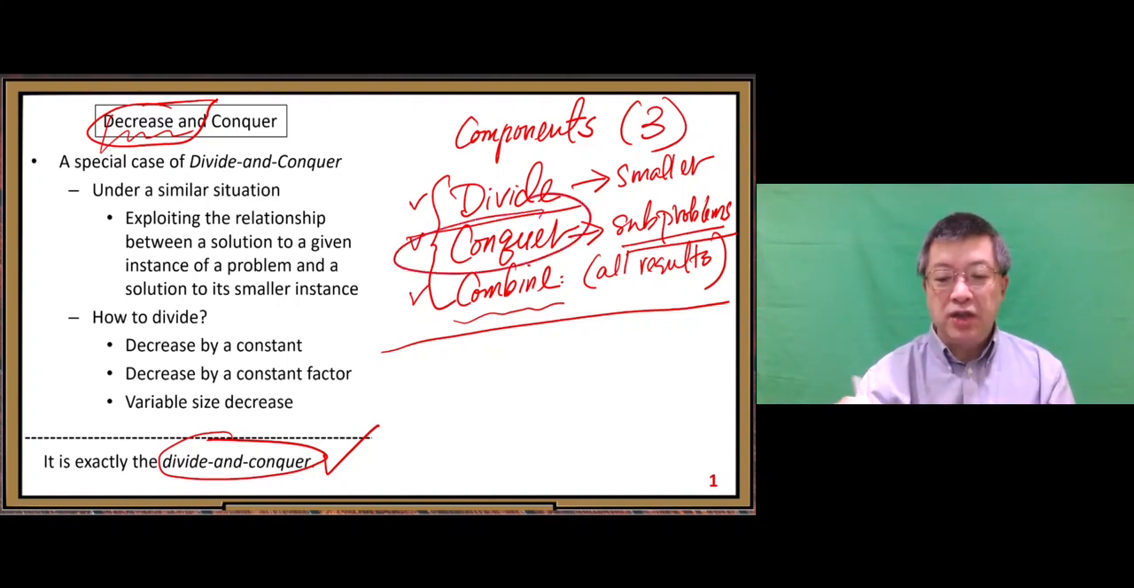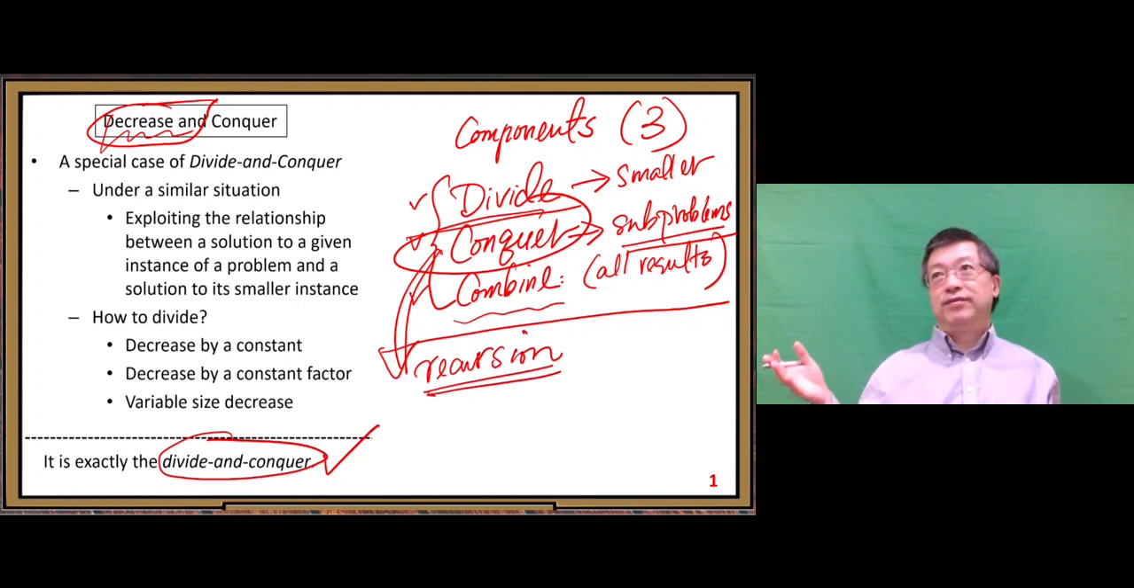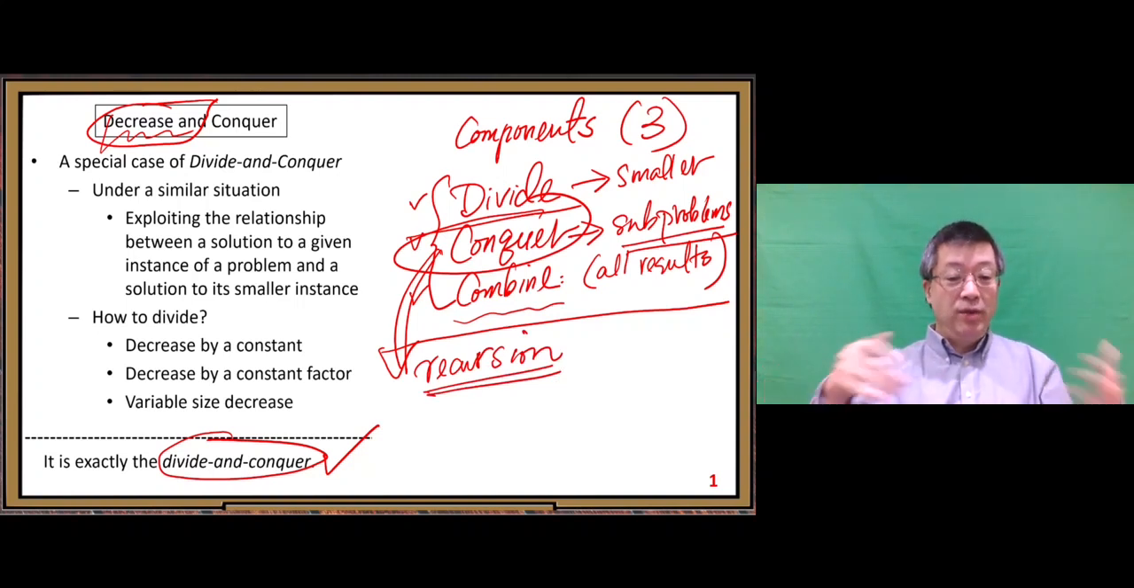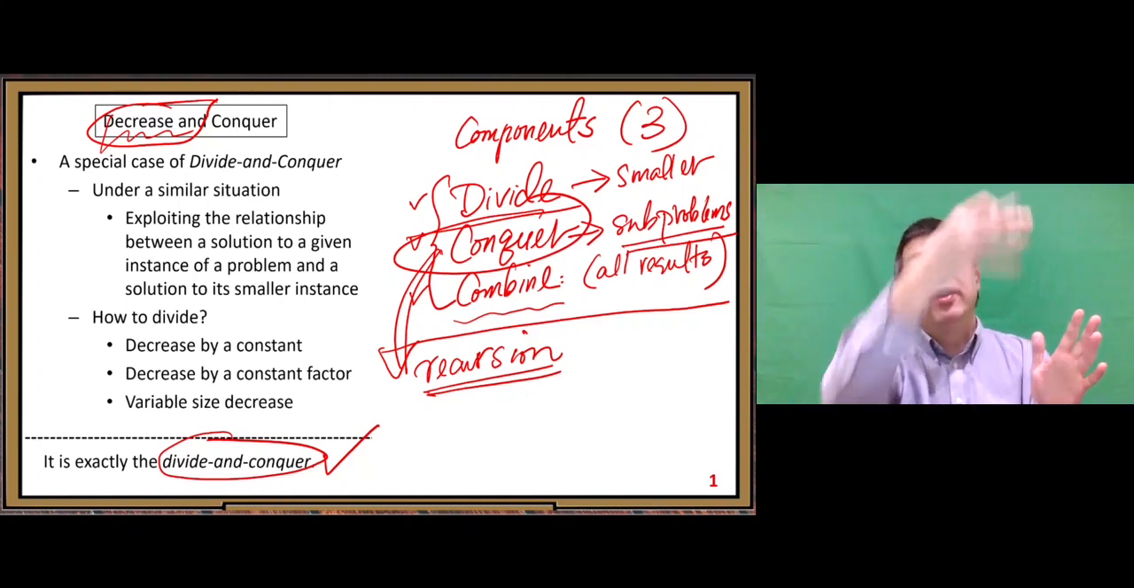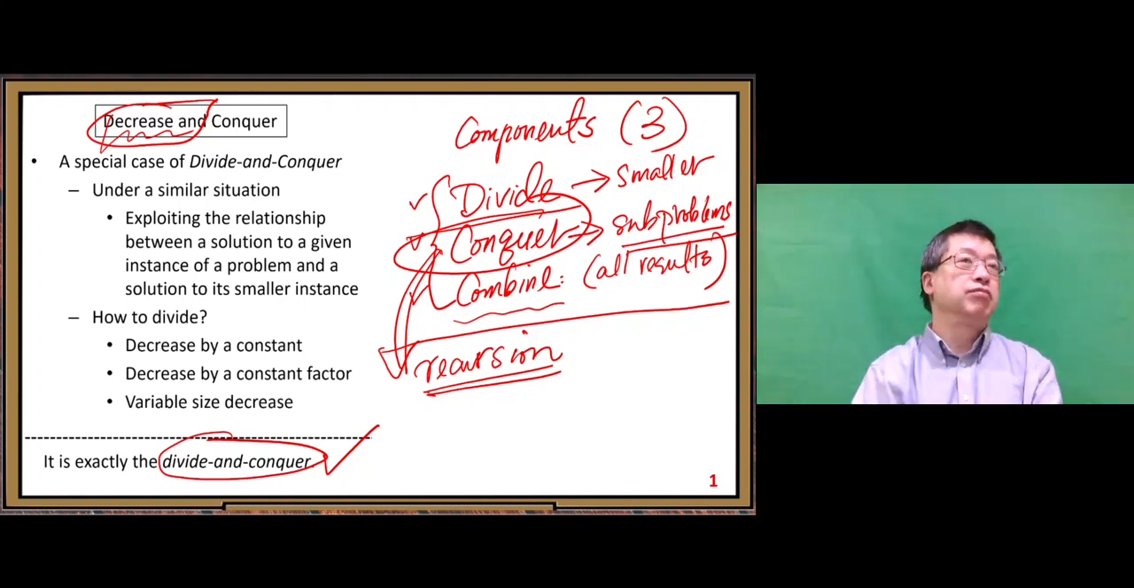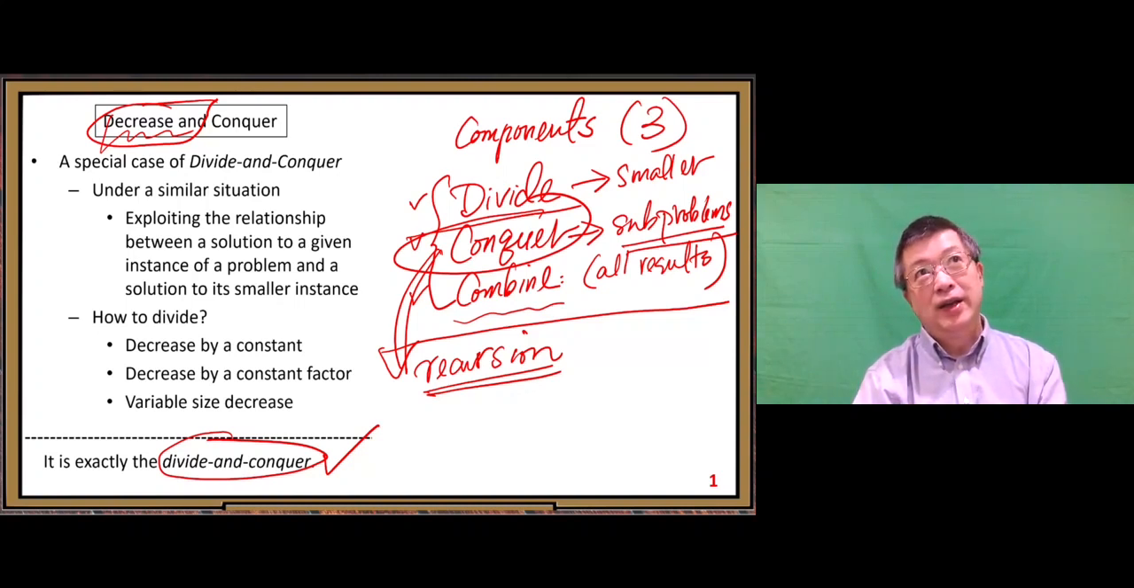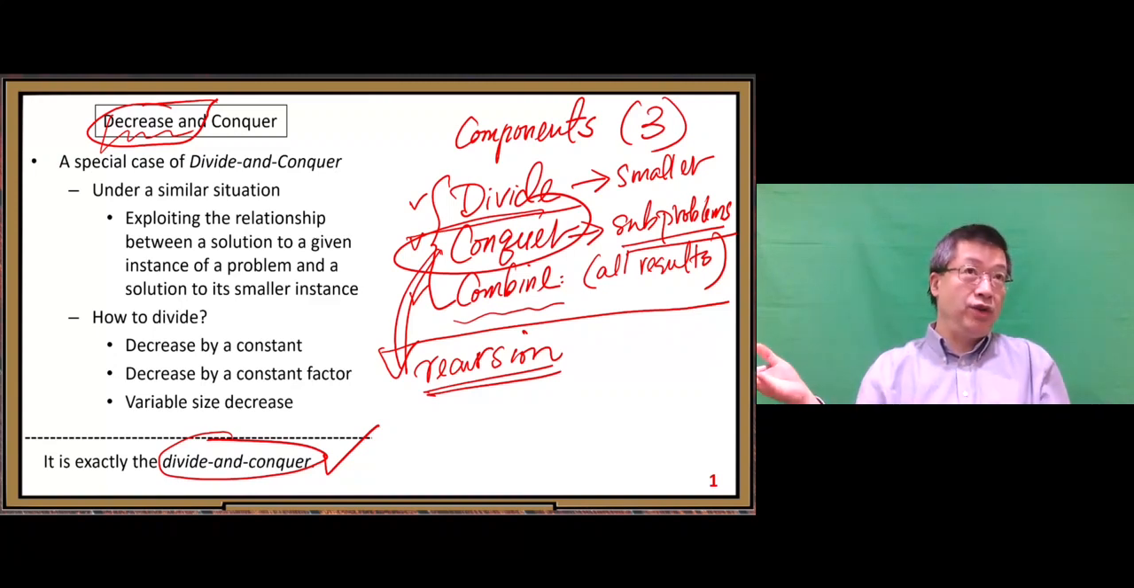But why not the conquer step? Because for the conquer step, usually we do not need to do anything special. We just do recursion. You split, you get smaller problems, but similar problems, so you can call the recursive function. So the conquer step, we use recursion. That's why it is pretty easy. We do not need to do anything special.